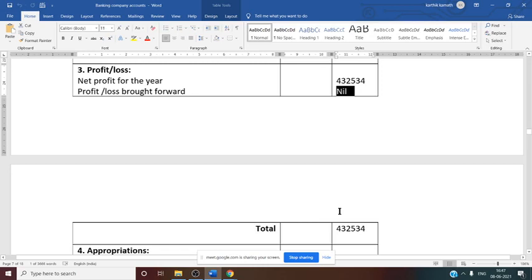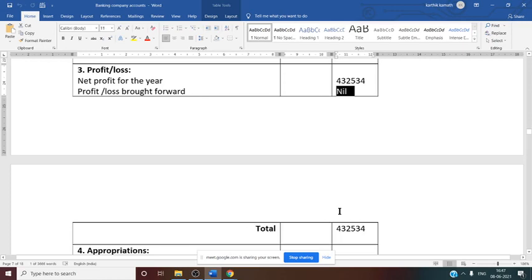Then transfer to other reserve, not there. Transfer to proposed dividend, not there. Balance carried over to balance sheet, final answer here, that is 3,46,027. How to get this final answer? 4,32,534 minus statutory reserve 86,507, you will get 3,46,027. So finally we want the total of profit and loss account, that is 4,32,534. So this is how you are going to prepare the schedules to the profit and loss account and the format of the profit and loss account.